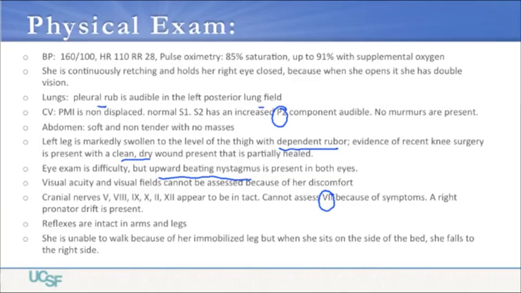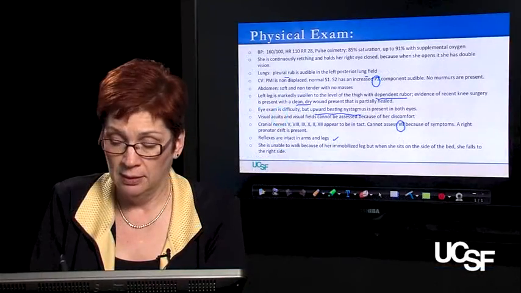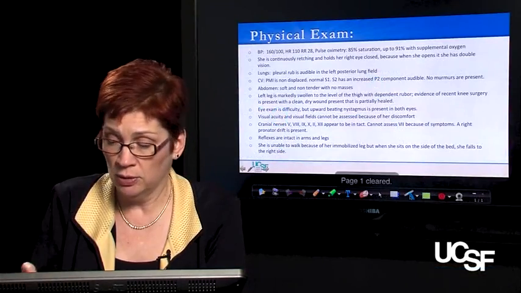A right pronator drift is present in her arm. Reflexes are intact in arms and legs, and she can't walk because of her immobilized leg, but when she sits on the bed, she falls to the right side. She is not a happy person.